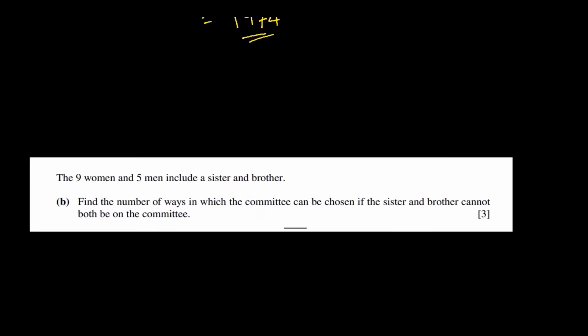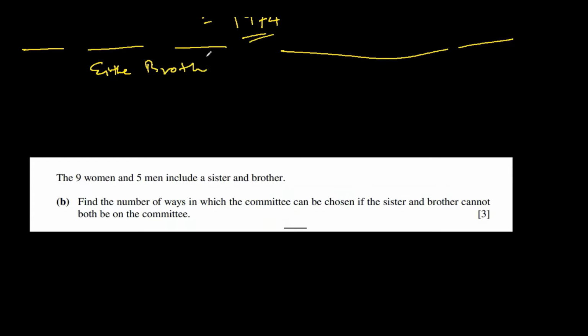Alright, let's go to the B part. 9 women and 5 men include a sister and a brother. Find the number of ways in which the committee can be chosen if the sister and brother cannot both be in the committee. This is a very repetitive question asked over the years. So, what can you have? We say either brother, not sister, in the committee, or sister is there, but brother is not there.